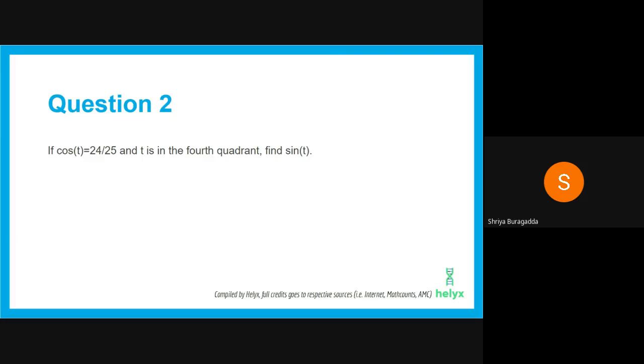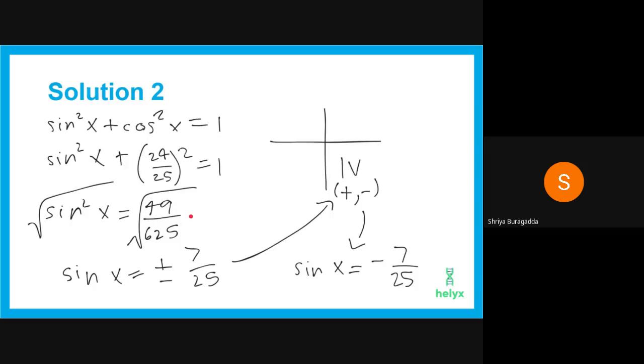Okay, so let's take a look at this one. It says in the problem that it's in the fourth quadrant already, so we know that the cosine, or x-coordinate, is going to be positive and the sine, or y-coordinate, is going to be negative. Again, we start with the Pythagorean identity of sine squared x plus cos squared x equals 1. Then we plug in the value that they gave us for cosine of x, which is 24/25, and then square that, and subtract that from both sides.